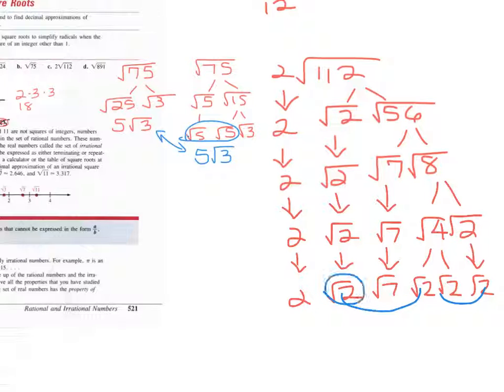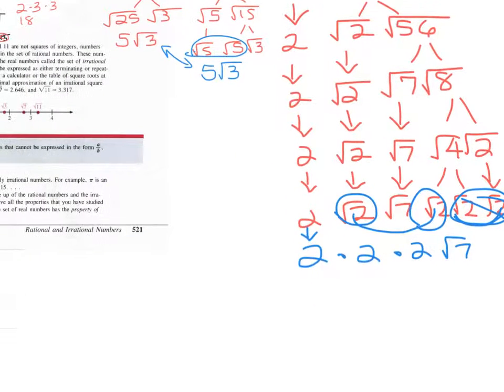So out of this pair, a 2 comes out. This 2's coming straight down. Out of this pair, I can also bring out a 2. And then the 7 stays underneath. Everything that comes out, I'm going to multiply together. So 2 times 2 times 2 will give me 8, and the 7 stays underneath the square root.